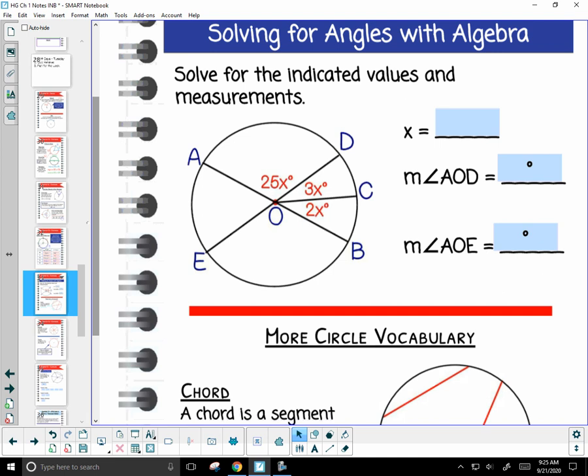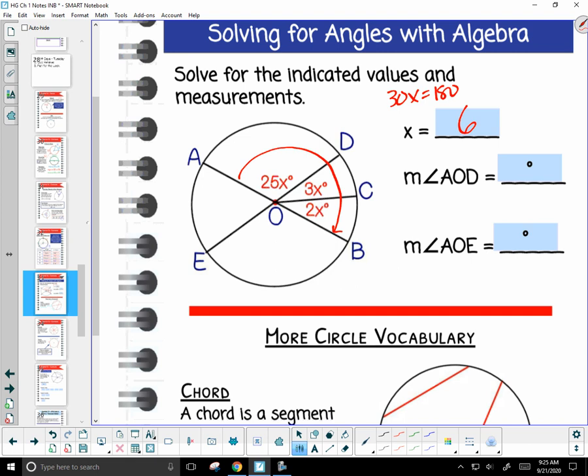Add them all up together and equal what, though? 180 degrees. Because regardless if you're looking at angles or arcs, they would add up to be 180 degrees because they form a straight line or a semicircle. Okay? So if I take 25x plus 3x plus 2x, if I combine my like terms, I get 30x equals 180. Right? So what's x going to equal? X equals 6.